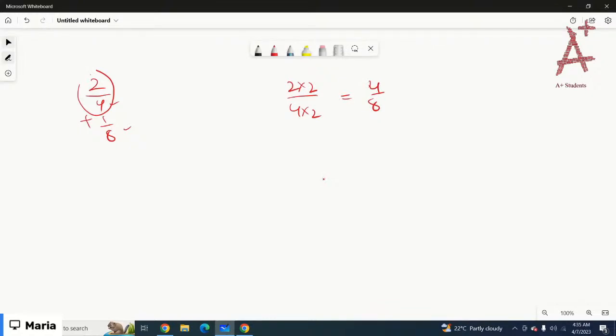You can divide 4 by 8 as 2 over 8 plus 2 over 8. Got it? Because 2 plus 2 makes 4. So just write down 2 over 4 as 2 over 8 plus 2 over 8 and add 1 over 8. Got it? They all have the same denominator. Simply add their numerators. It would be 2 plus 4 and 1, 5. So it would be 5 over 8. Got it?